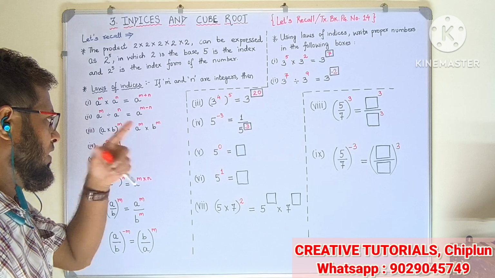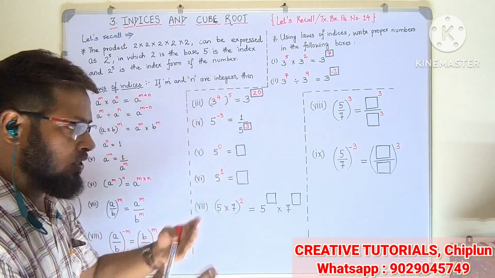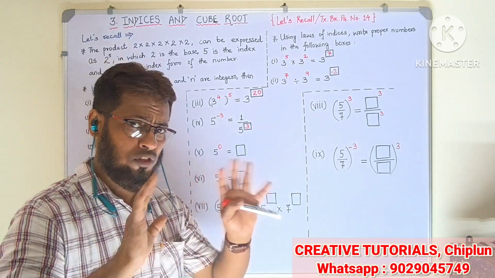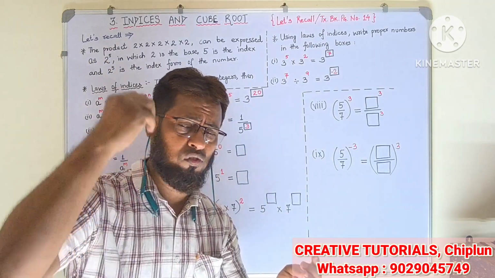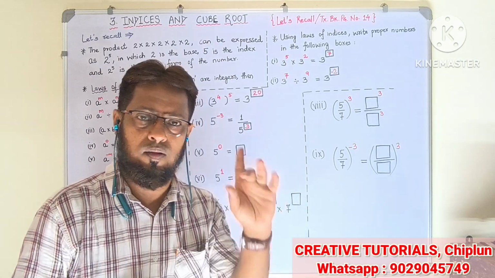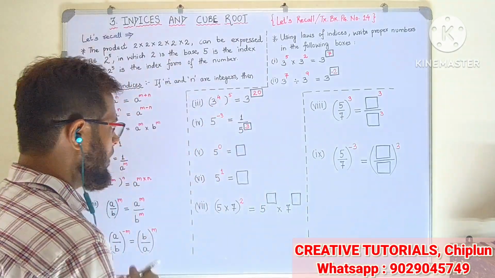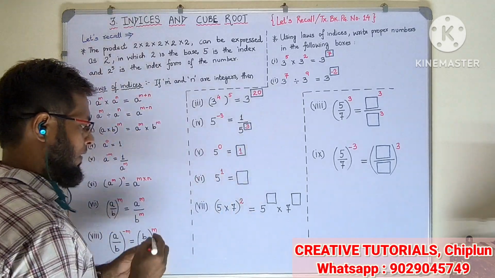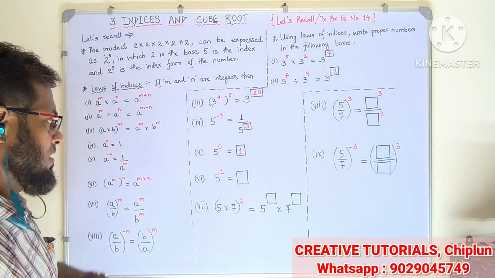Now question number 5. 5 raised to 0 is equal to what? I have taught you rule number 4: anything raised to 0, like 78 raised to 0 or 100 raised to 0. Any number raised to 0, the answer will always be 1. So 5 raised to 0, the answer is 1. Then question number 6.